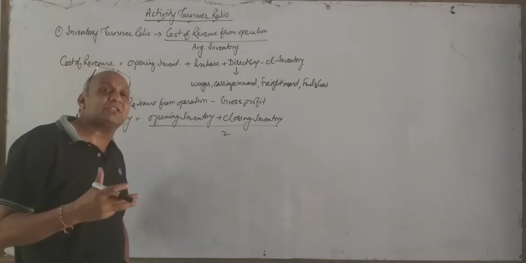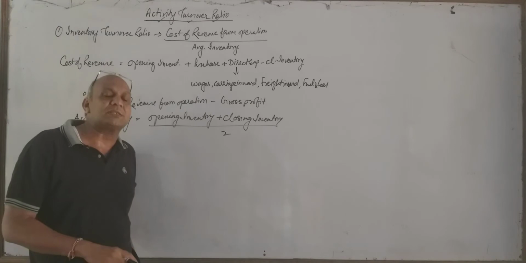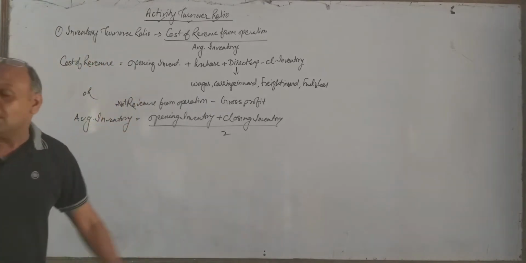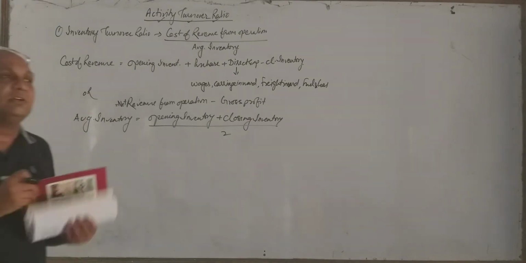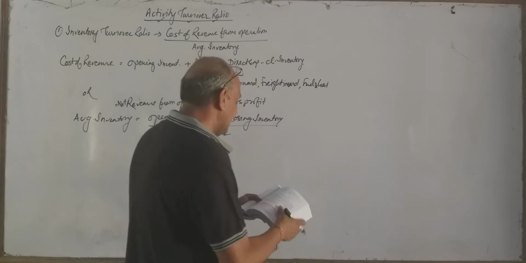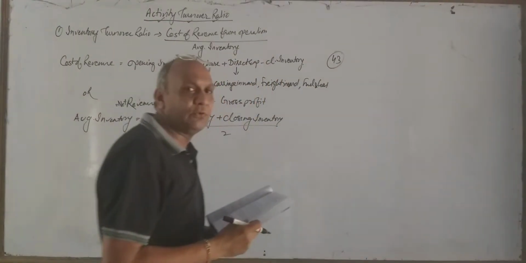we manufacture the goods and sell them into the market. साल में कितनी बार हम गुड्स को मैन्युफैक्चर करके मार्केट में बेच देते हैं. More the ratio, better is the position. How is it? Let us do numericals. Illustration number 43, I am calculating illustration number 43.